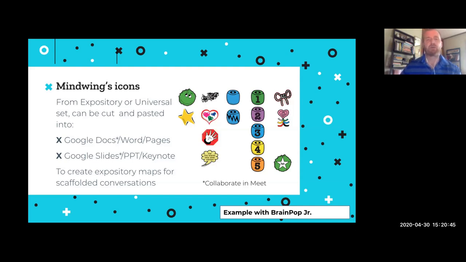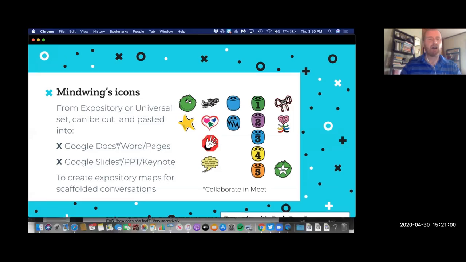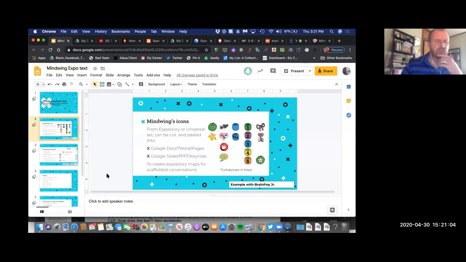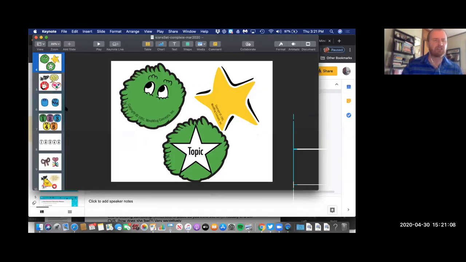The icons provide a visual support for you to be questioning and organizing the language that students are generating into one of those text structures. Like I said, all you really need to know how to do is cut and paste in order to do that. And just to do this a little bit in brief, I have the icons here in Keynote, okay?